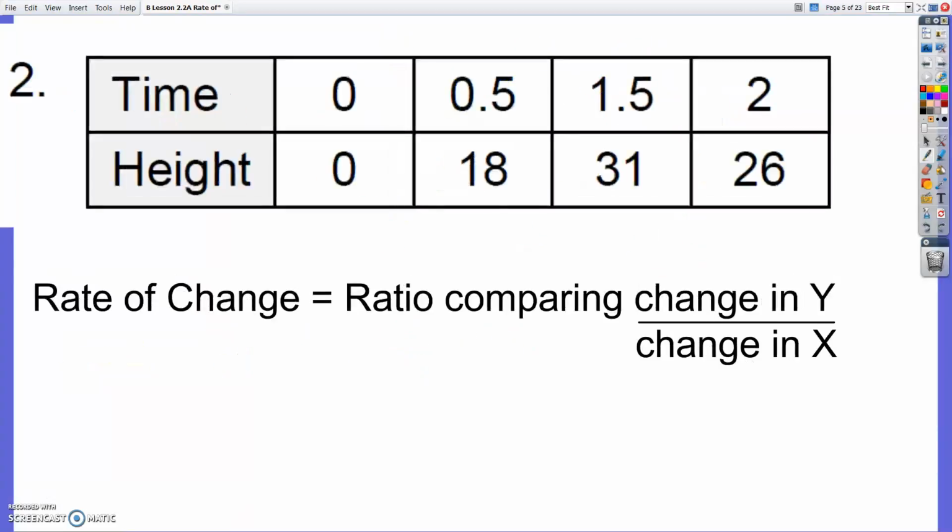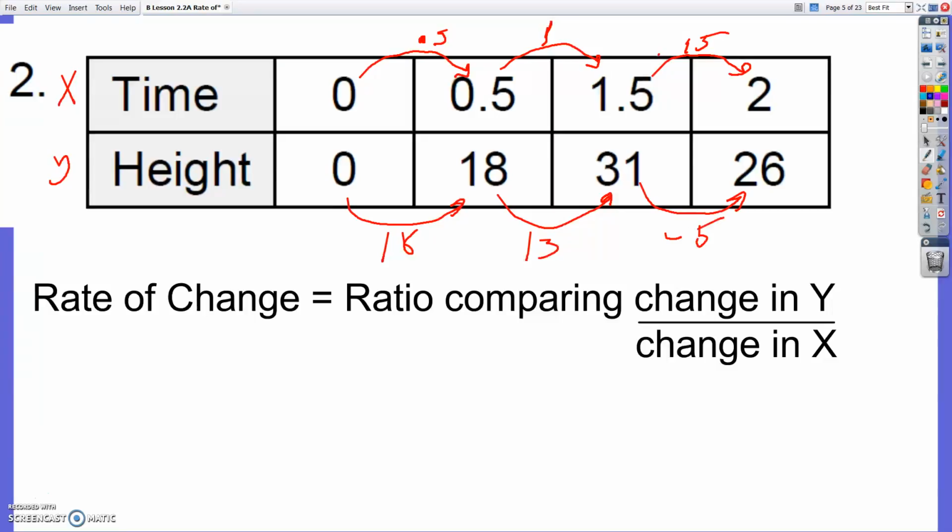Now what else I want us to do is look at the difference when I have some different numbers. So let's go ahead now. Same idea. I'm not actually looking at these numbers, but I'm looking at the change, the difference for my y values and my x values. So let's go and look at this. The change from 0 to 0.5 is just 0.5, and the change from 0 to 18 is 18. From 0.5 to 1.5 is 1, and the change from 18 to 31 is 13. And the change from 1.5 to 2 is 0.5, and the change from 31 to 26 is -5.